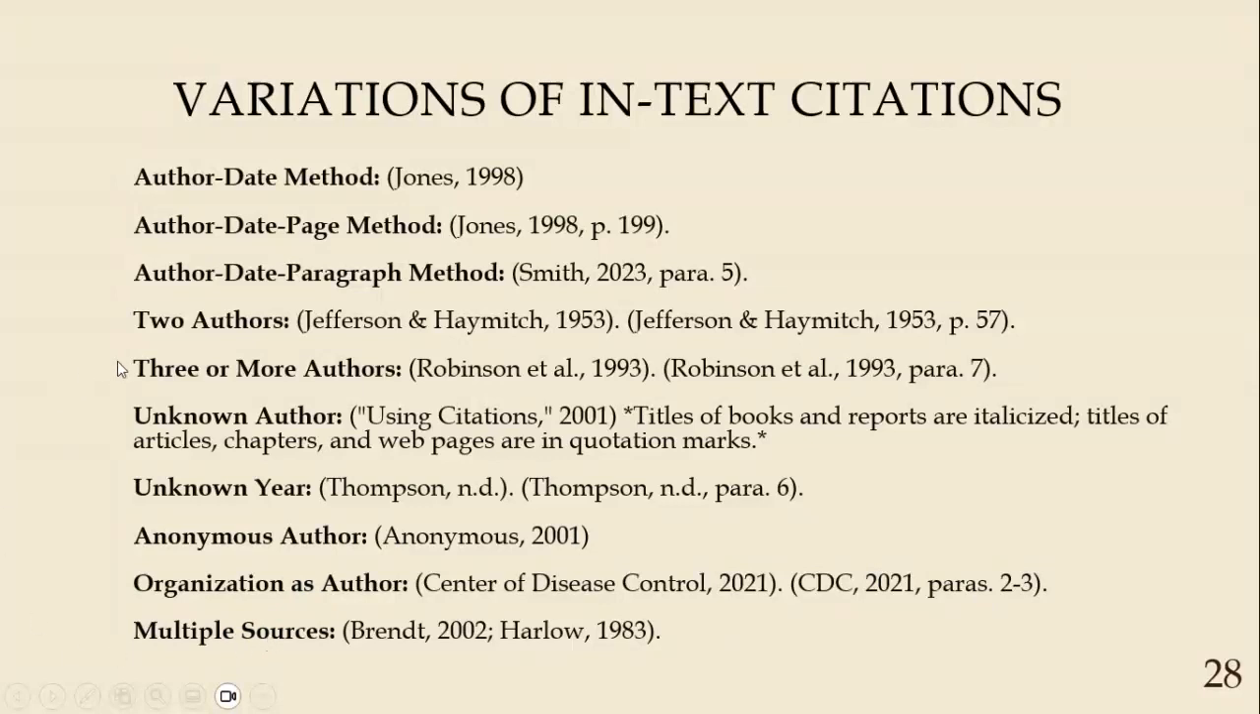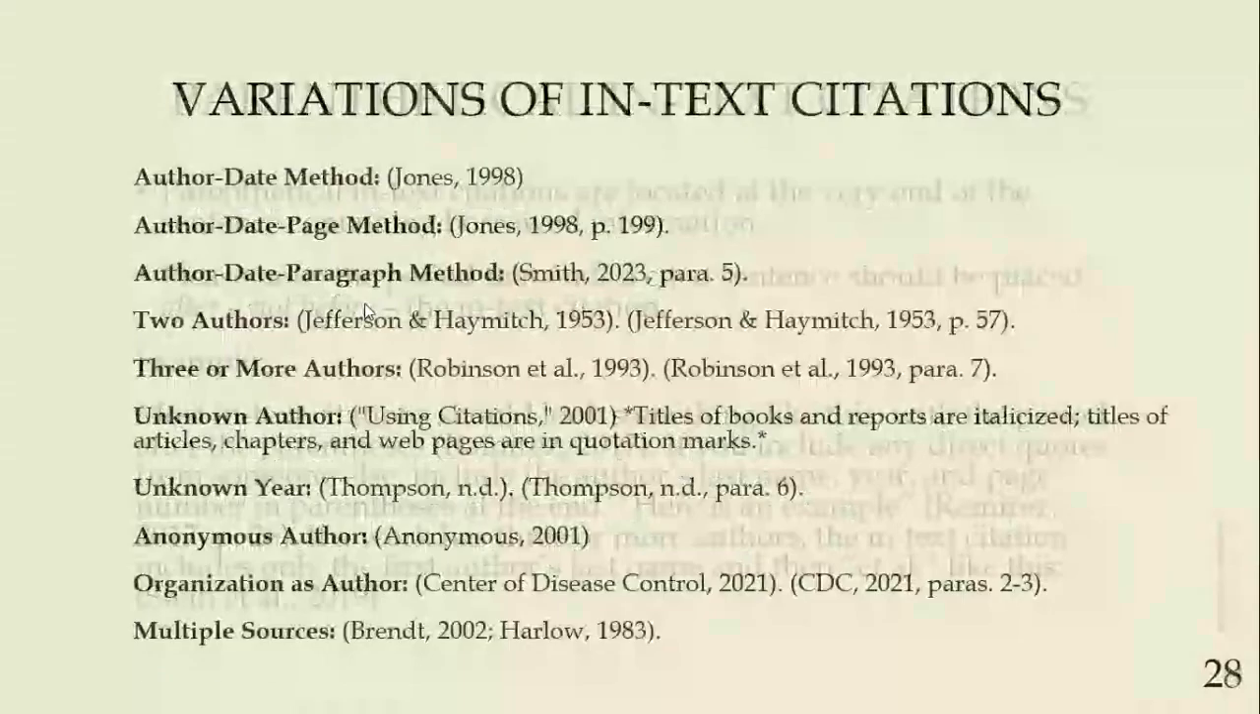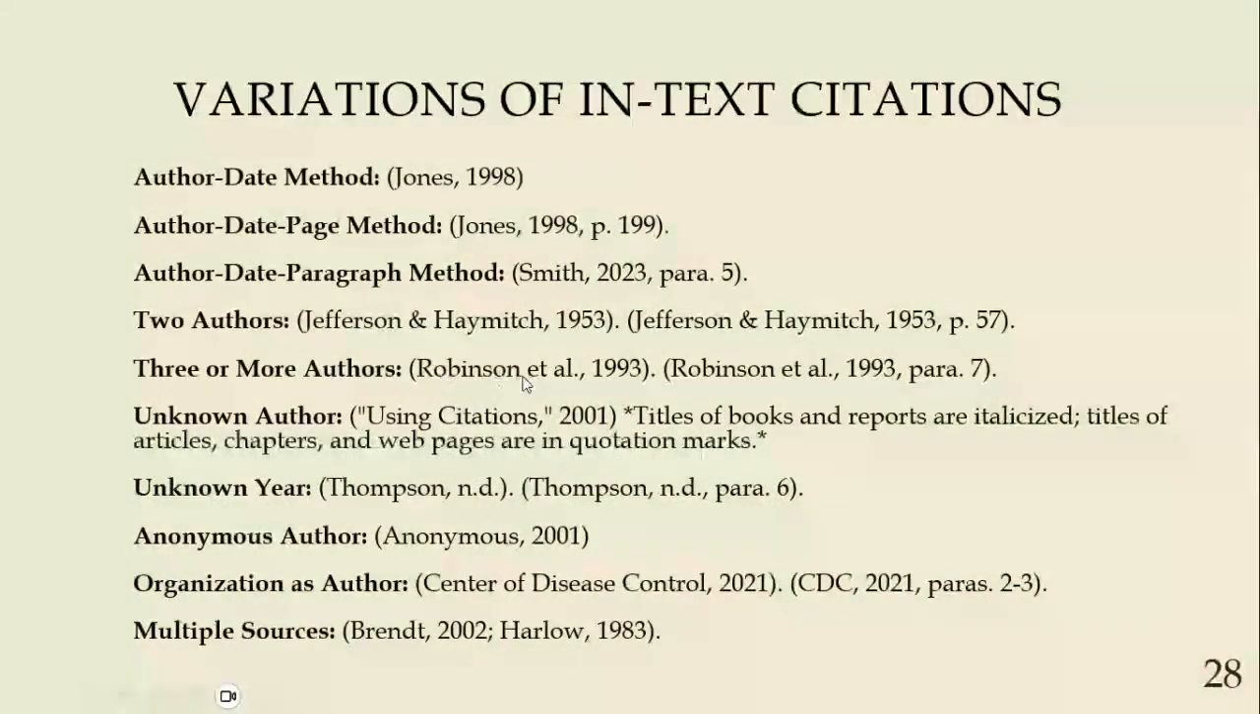Multiple sources, this is as opposed to 2 authors or 3 authors. Those are of the same source: 2 authors working on the same source, or 3 or more authors working on the same source. Multiple sources means 2 separate sources that just happen to be cited in the same sentence. You can separate them with that semicolon there. Everything else still applies. If you have a direct quote or something, you could put that page or paragraph number in there. Likewise over here.